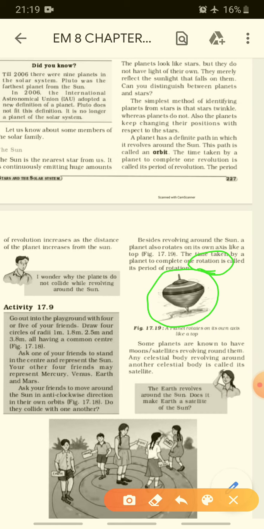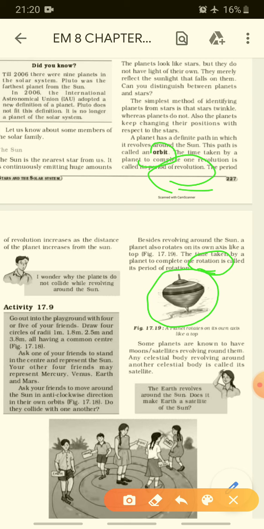See, the path is known as orbit. We are clear about it. The planet moves in a definite path, it revolves around the sun, that is orbit. The second is the period of revolution. The time to complete one revolution is known as the period of revolution. And the revolution period increases as the distance of the planet from the sun increases.